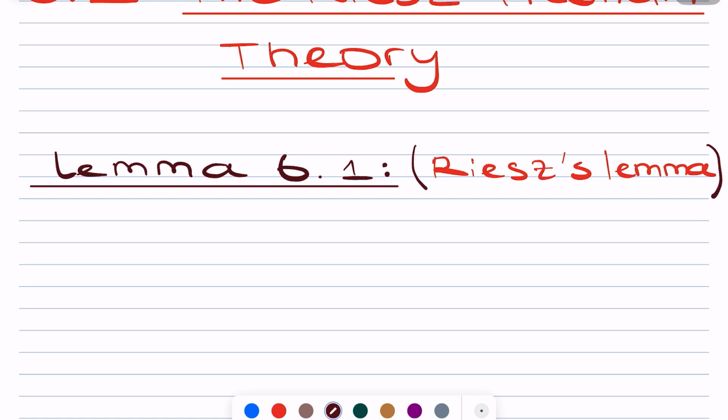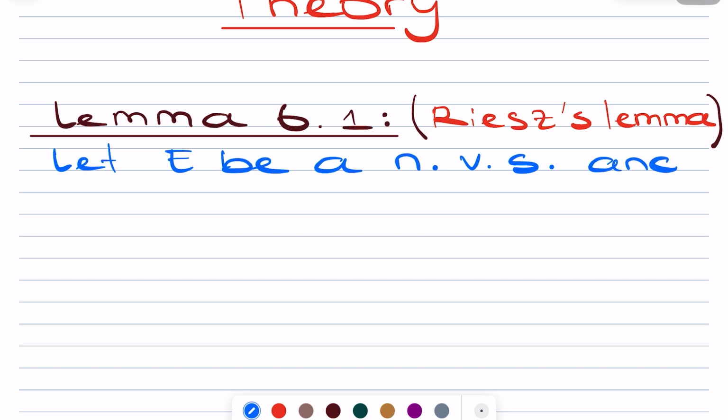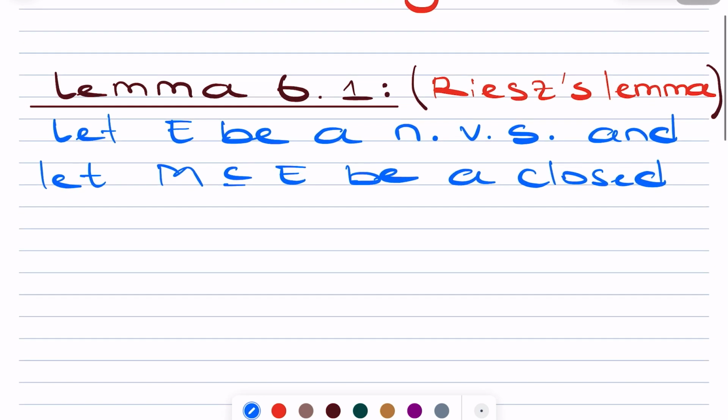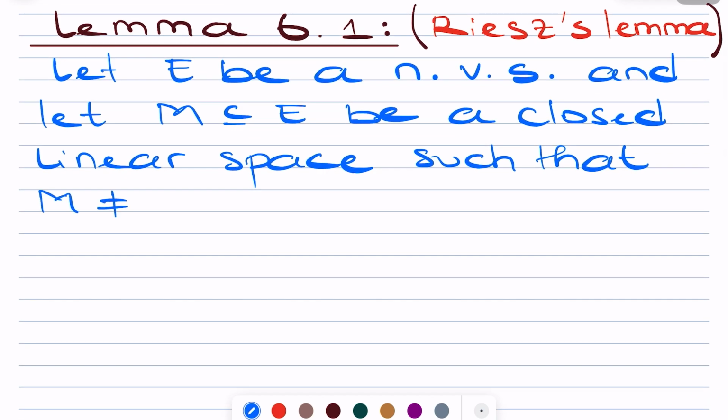So, let E be a normed vector space. Just write NVS for normed vector space. And let M be a closed linear space, such that M is different from the whole space E.